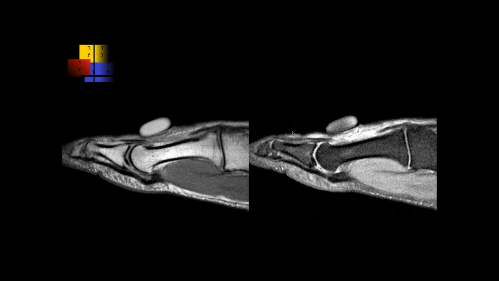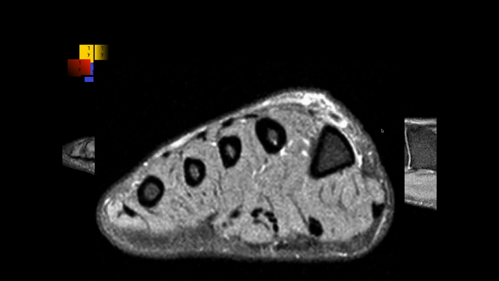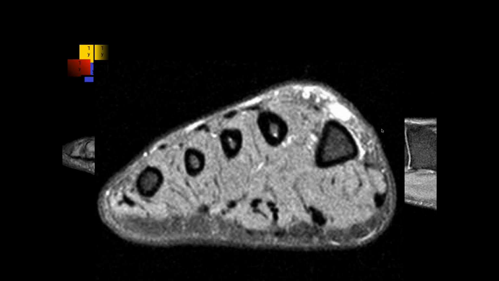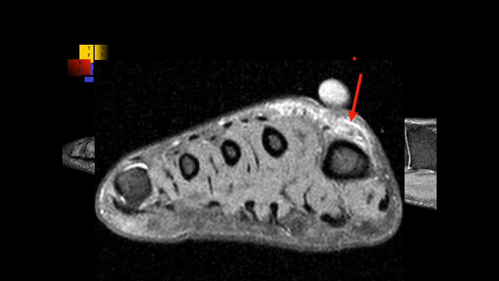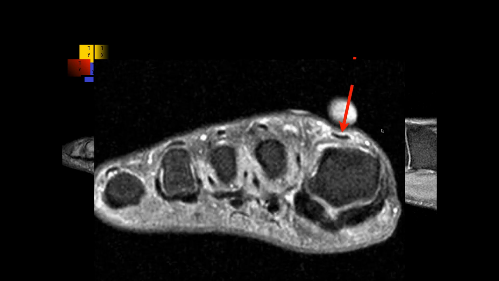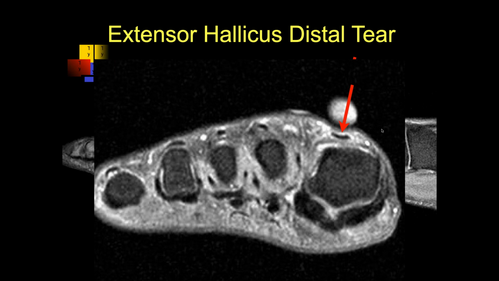Okay, so here we have some more sagittal images through the great toe, and it looks like there's a complete tear of the extensor hallucis longus. And here we can see it disappears, and there's fluid signal, and then it's reconstituted here.